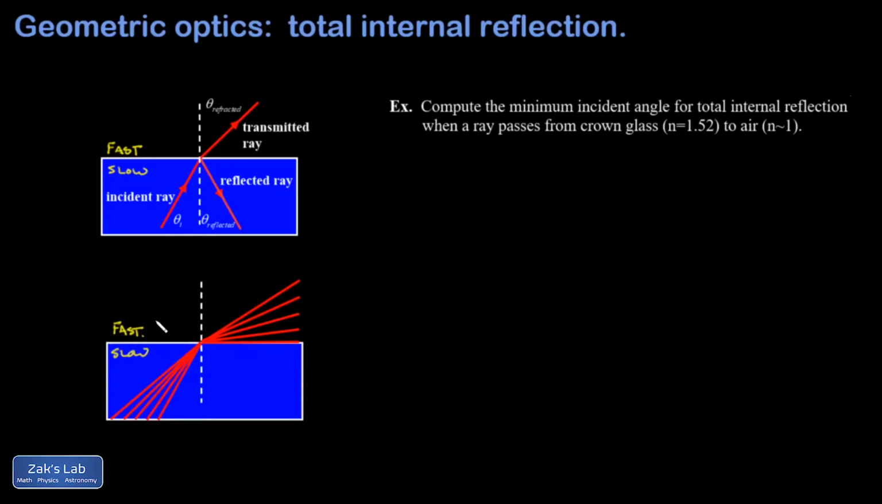In this video, we discuss a light ray transitioning from a slow medium to a faster medium, and we derive a relation for the minimum angle causing total internal reflection. Finally, we work an example of total internal reflection.